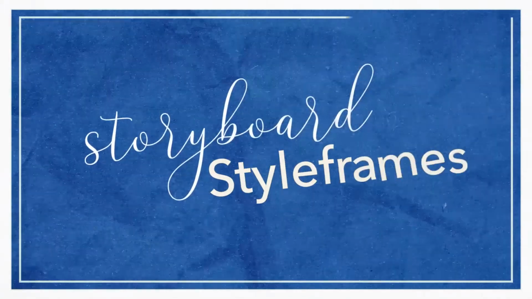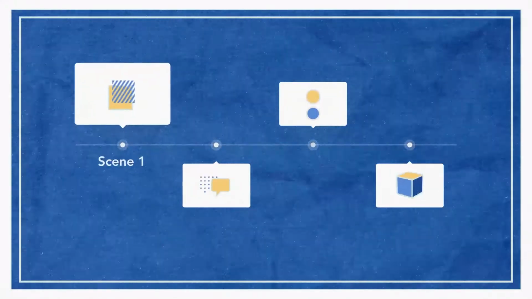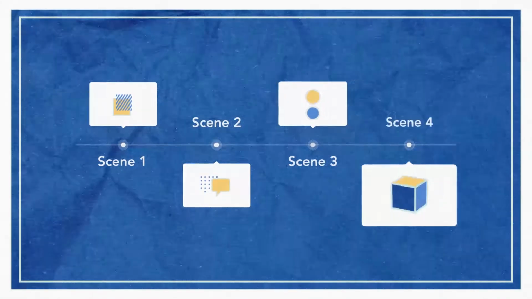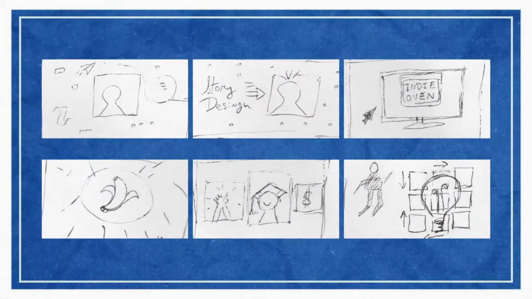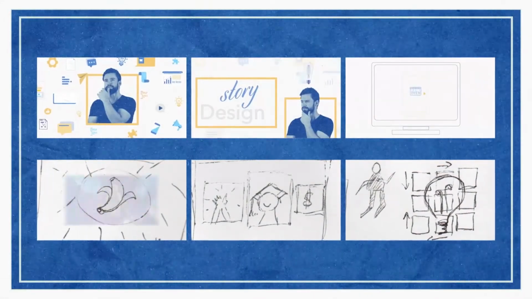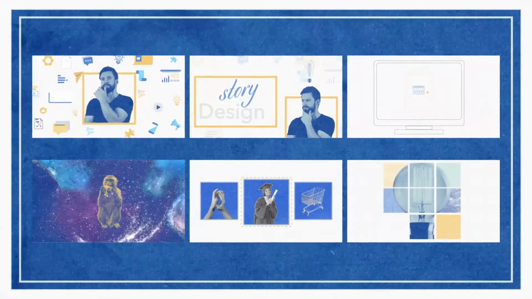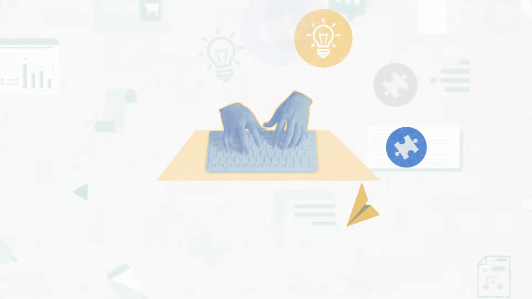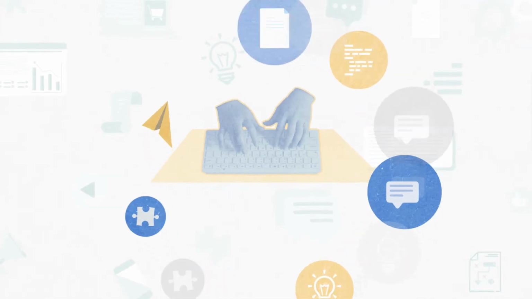Storyboard and Styleframes. A sequence of compositions representing the narrative. While the storyboard focuses on the concept, style frames represent the final designs to use on the video. Animation, where all the pieces come together and ideas get turned into motion.